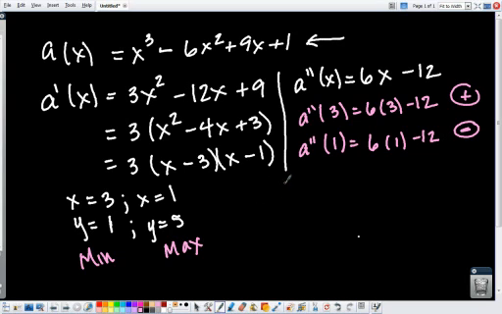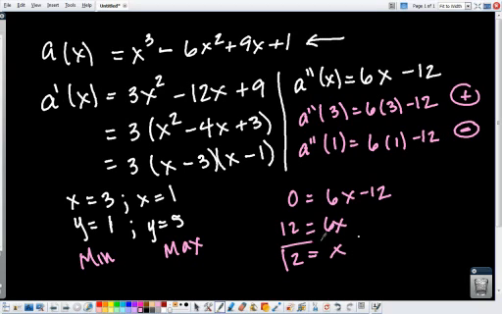Okay. The last thing we want to do is find the point of inflection. So I'm going to go ahead and set my second derivative equal to 0, because this is what defines a point of inflection, and then I'm going to solve for x. So add 12 to both sides, and I end up with 12 equals 6x, so x has to be 2. So my point of inflection happens when x is 2, and that would mean I'm going to pop 2 back into the original equation to find the y value of my point of inflection.